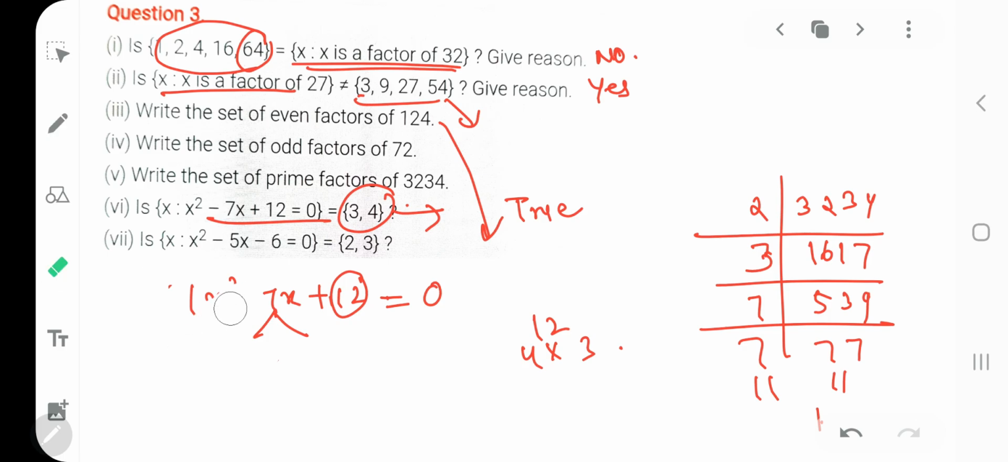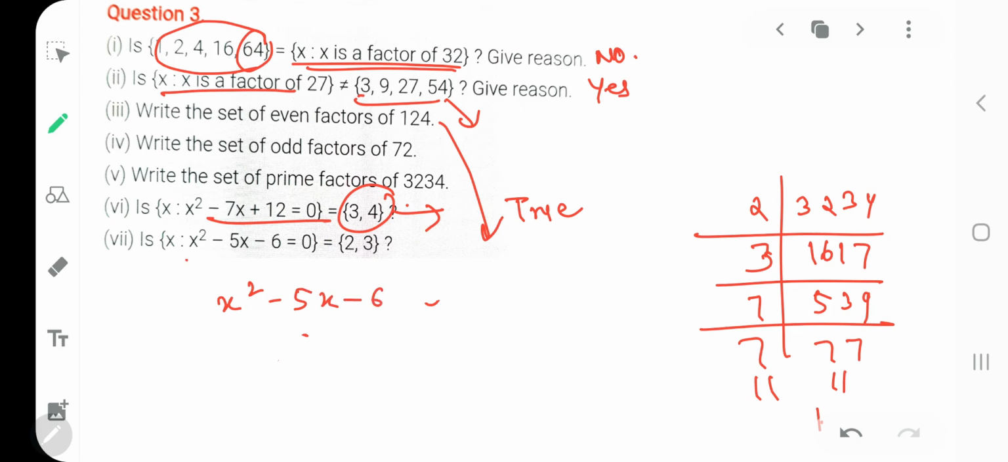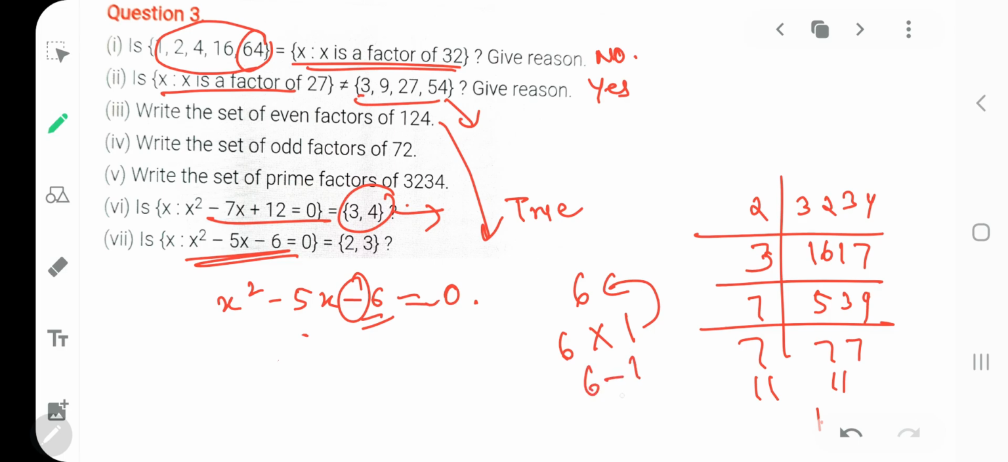Clear, my dear kids? Your next is x square minus 5x minus 6, this equation. First you have to solve this equation by splitting the middle term. Now the factors of 6 whose subtraction gives 5, so I'll take 6 and 1. When you multiply you will get 6 and when you subtract you will get 5. So my answer is 6 and 1, but here the answer is given as 2 and 3. So you will say this is not true, hence false.